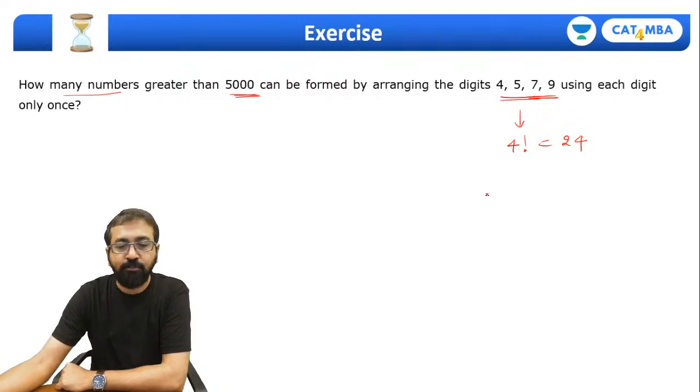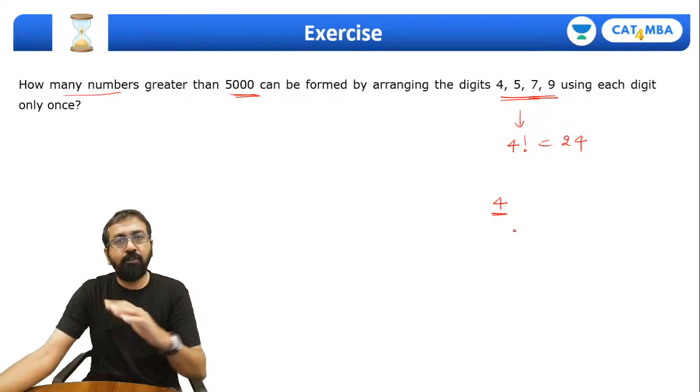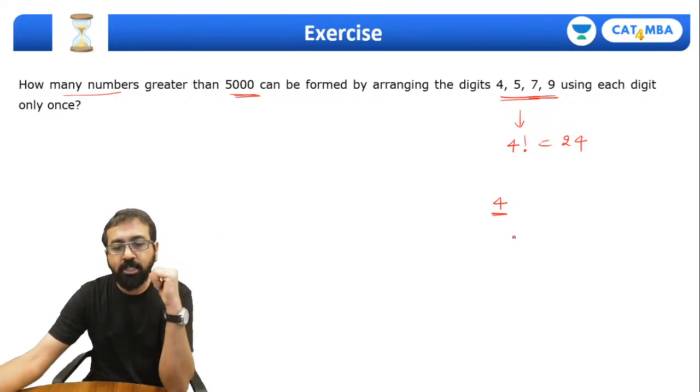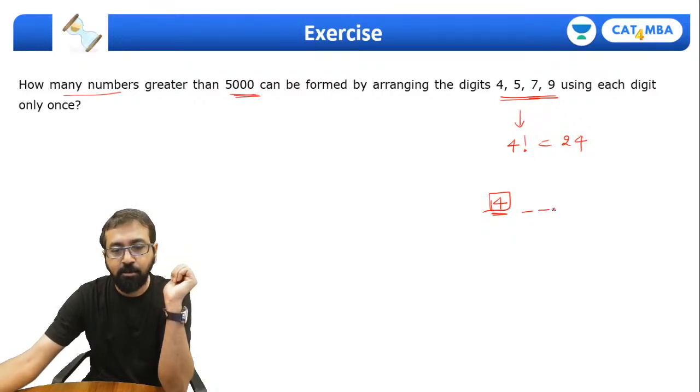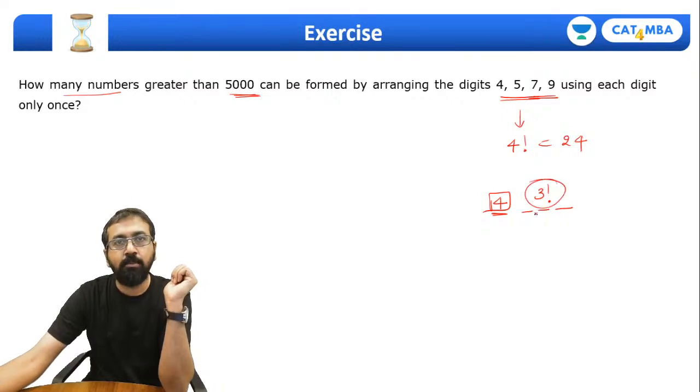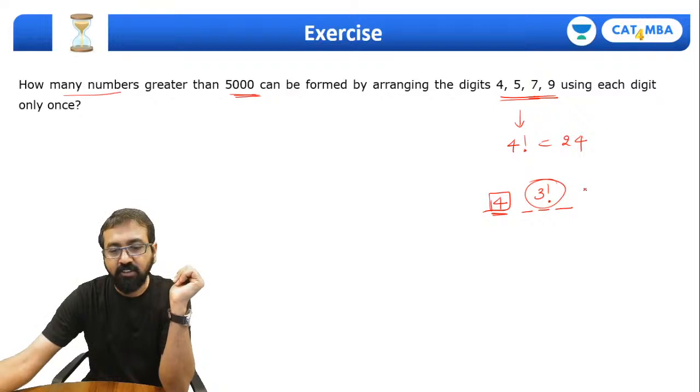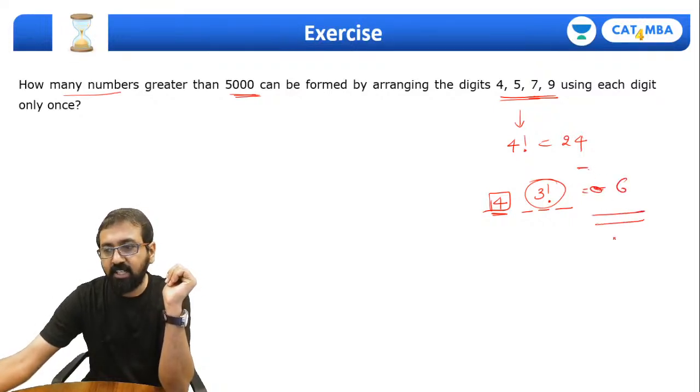Out of these 24 numbers, can I say only numbers starting with 4 will be less than 5000? So how many numbers will start with 4? Let me fix 4 at the thousands place, and remaining 3 digits can be arranged in 3 factorial ways. So how many such numbers will be there? Can I say 6 numbers will be there which are in the 4000 range? We can subtract those 6 numbers, right? So what will we get? We'll get answer as 18. Very simple.